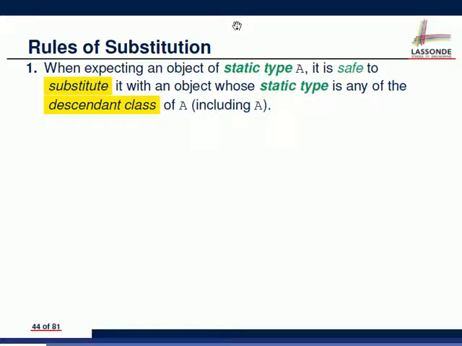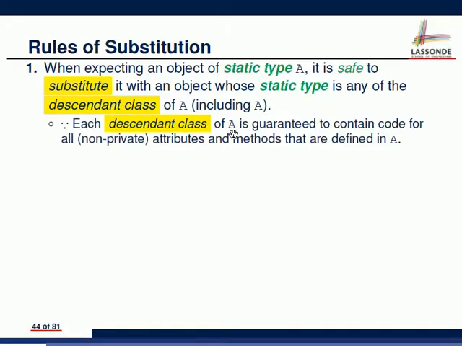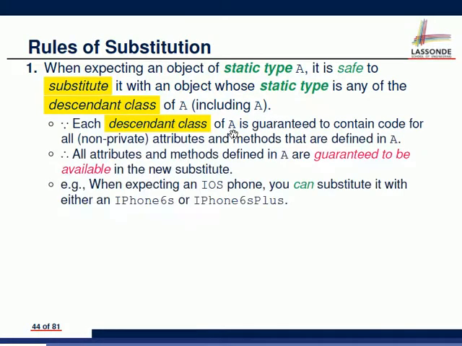If you are expecting an object of static type A, if you declare something to be of static type A, what can you assign to it? The only thing you can assign to it is any object whose type is a descendant class of A. Okay, let me give you one example.